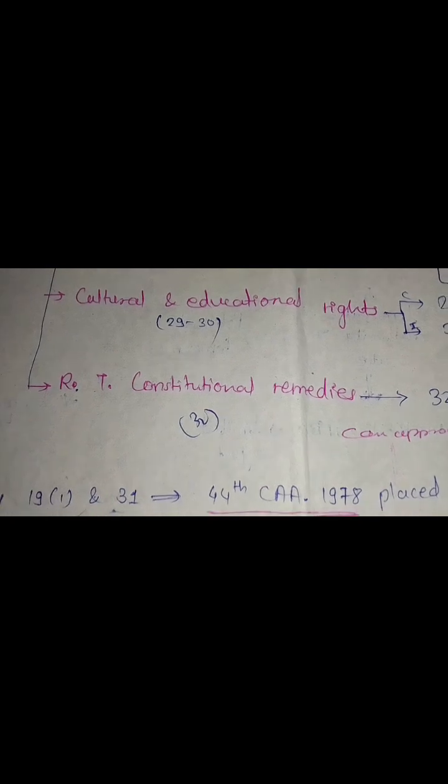Then the right to constitutional remedies. This is the most important, and it can be said to be the key to the constitution, which enables us to seek all these rights. It is covered under Article 32. This is also called the heart and soul of the constitution by Dr. Babasaheb Ambedkar. This article says we can approach the Supreme Court to seek our fundamental rights. This is the most important article, and with this the fundamental rights are over.